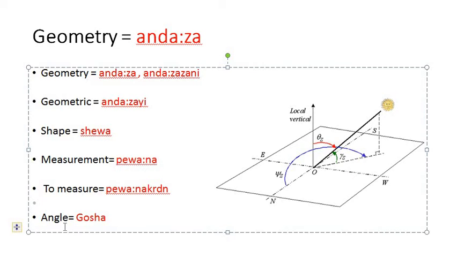Anyway, angle, not angel, but angle, is gosha. And this word is important. Please remember it now, because later when we make some geometric vocabulary words, we need it. It's useful. You will see it in a minute.